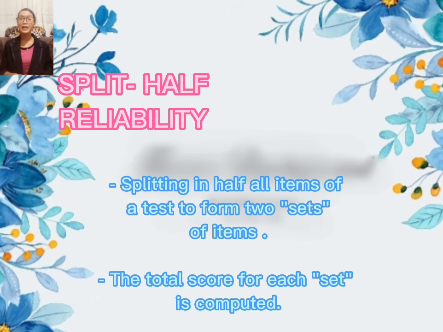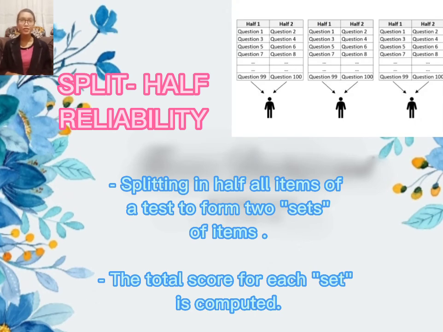The second one is split-half reliability. It is splitting in half all items of a test to form two sets of items. The total score for each set is computed. Then you determine the correlation between the two total set scores to obtain split-half reliability.